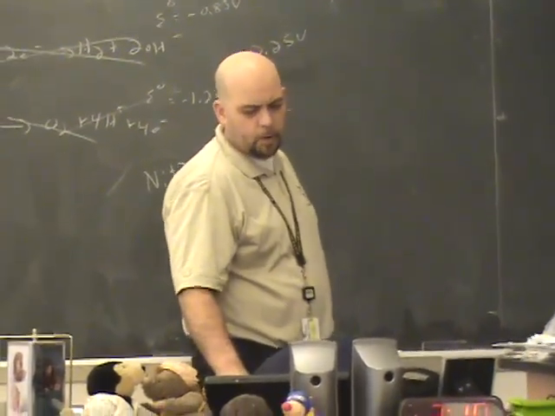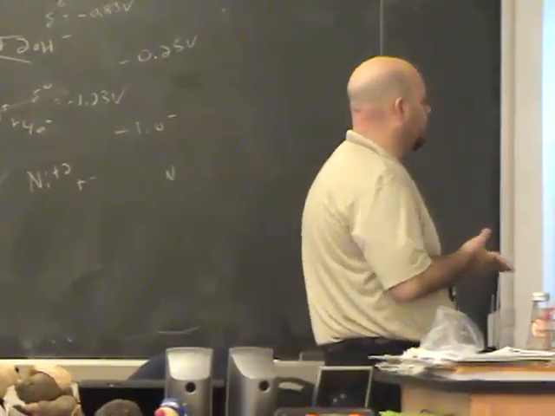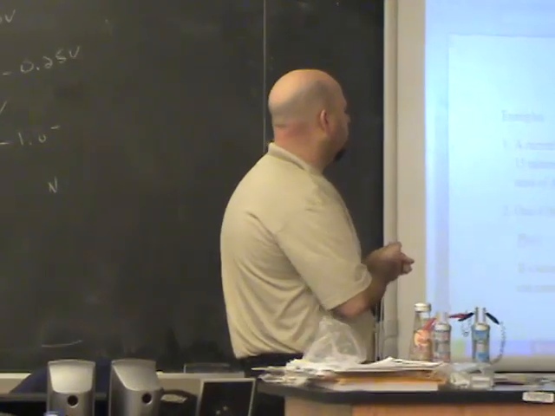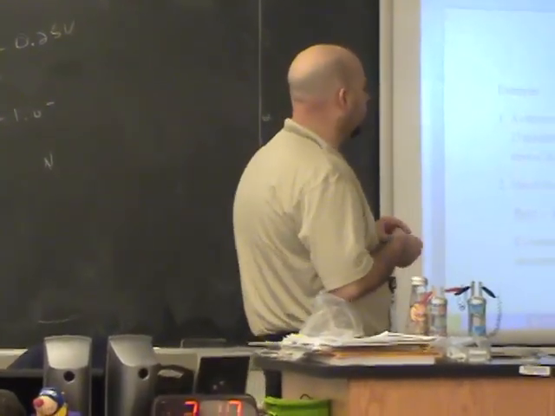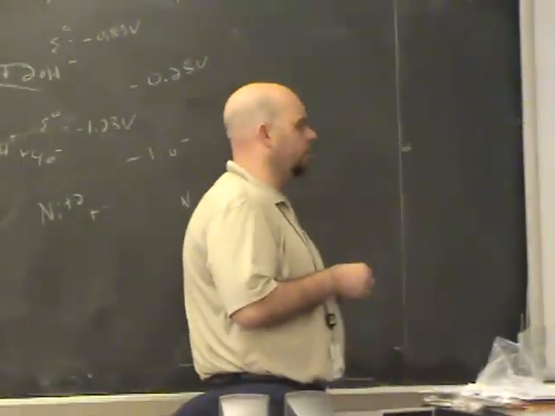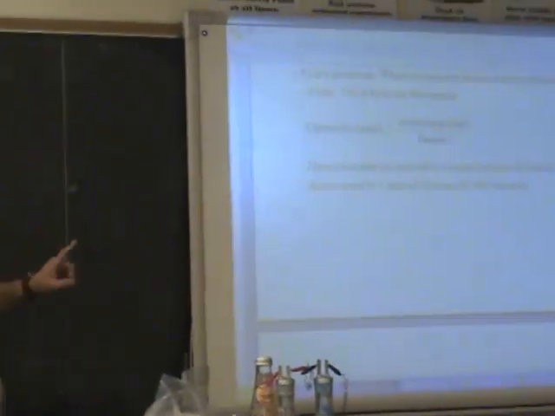It says a current of 1.5 amps is passed through a silver ion for 15 minutes. The voltage is such that silver solid is deposited on the cathode. What will the mass of silver be deposited? Now, I'm calculating mass of silver. Now, this is what I need to know.